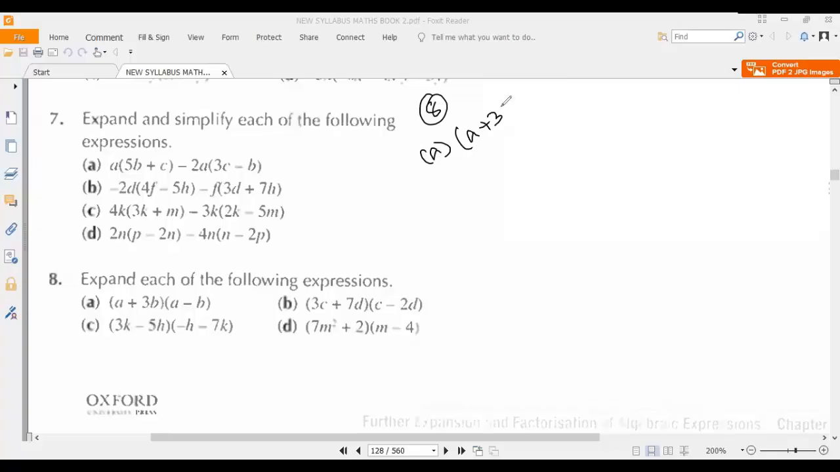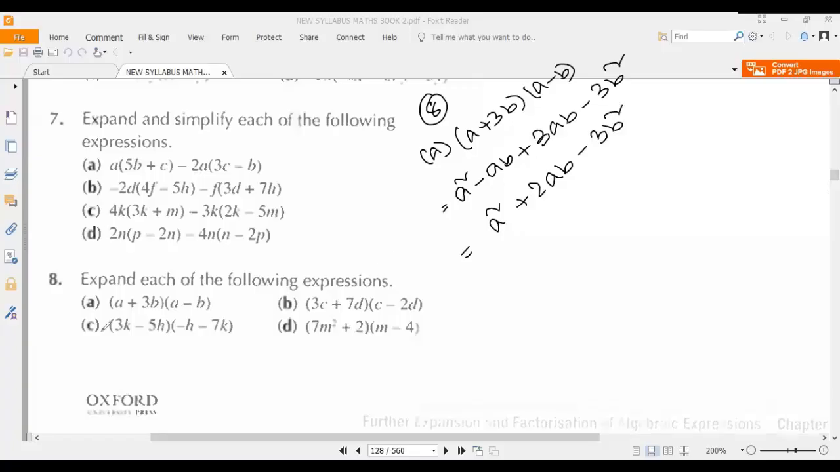Now a plus 3b into a minus b. So a into a means a square, minus a multiplied by b, ab, plus 3b into a will be 3ab, plus a minus 3b square. So right now a square minus ab plus 3ab, that means plus 2ab minus 3b square, and that is the solution of 8a.